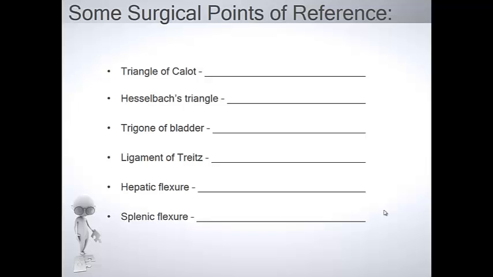The triangle of Callot. Say Callot. The triangle of Callot is a space created by the anatomical landmarks near the gallbladder. That means it's not a thing. It's a space created by other anatomical structures coming together. Okay? The anatomical structures that come together to make the triangle of Callot are the cystic duct, the common hepatic duct, and the inferior border of the liver.